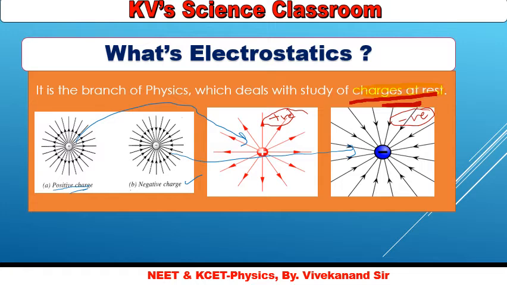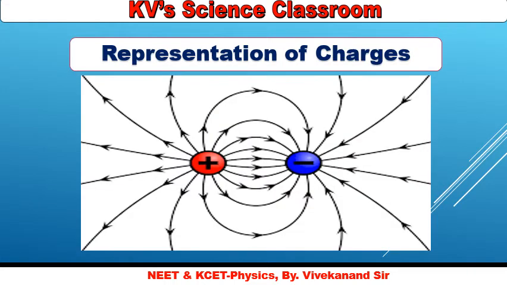To elaborate more on this representation of charges, let us take another figure. Coming to this slide, you can observe here. You can see this charge is coming from here and going to this charge. The positive charge is directed towards the negative. This arrow mark is here.